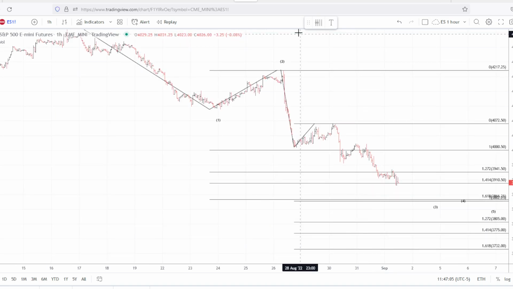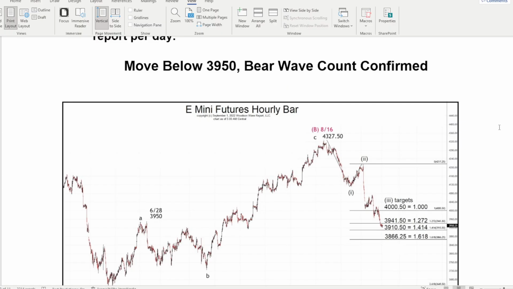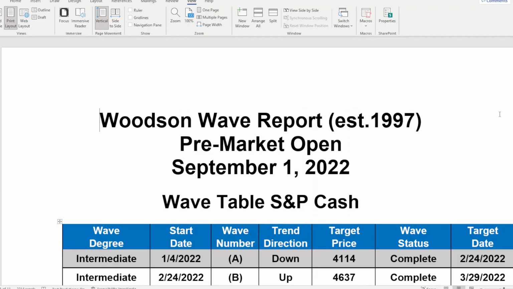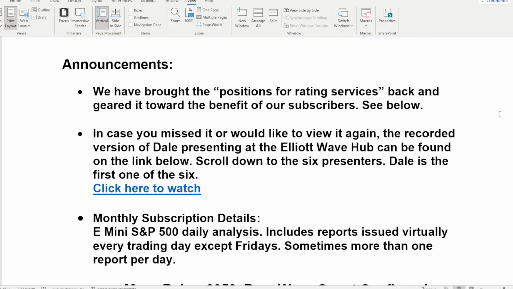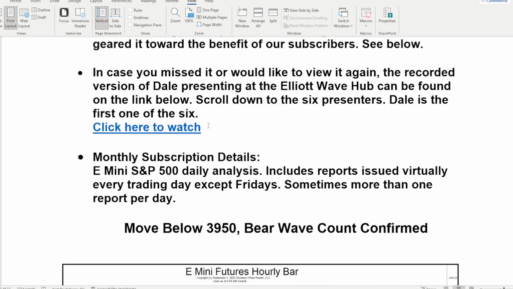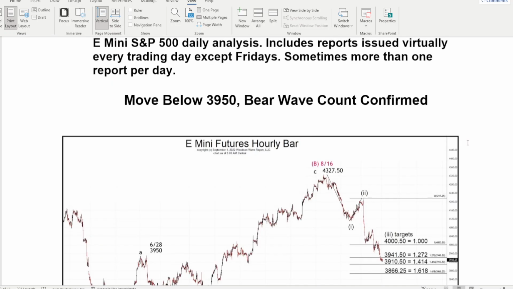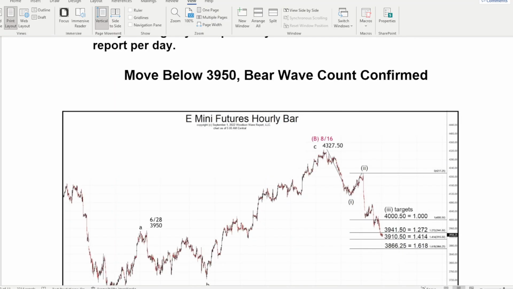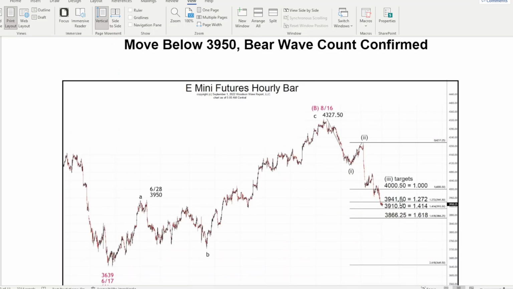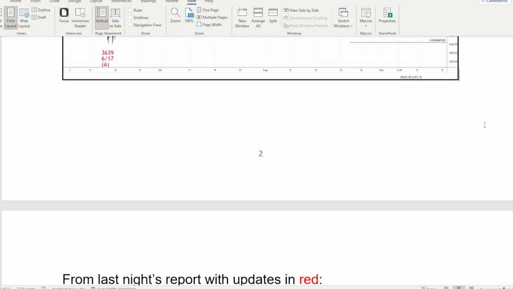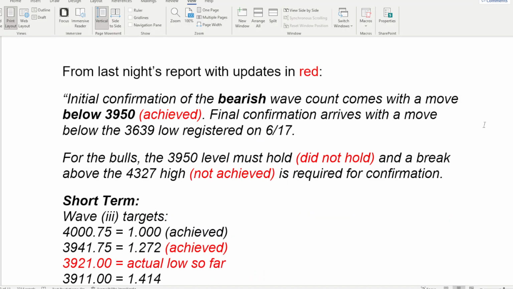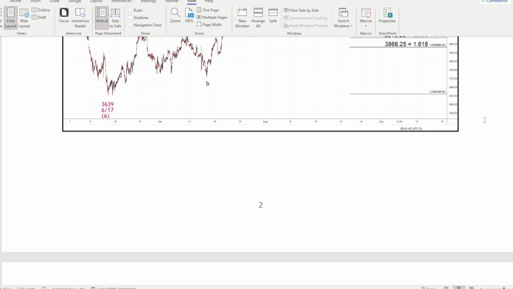And I think I have that on the pre-market open report from this morning. Here we go. Let me just make sure we're on the right one. Yeah, pre-market September 1. Okay, you can see that stuff. By the way, we got the rebroadcast, if you will, of that Elliott Wave Hub for those of you who would like to see it again or watch it for the first time. And here is that count. A move below 39.50, the bear wave count was confirmed. There's that chart right there with those targets. That was early this morning. 5 a.m. Central is when I published that to our subscribers. And you can see we're looking for these targets there in print, okay? So that's what we're looking at there.